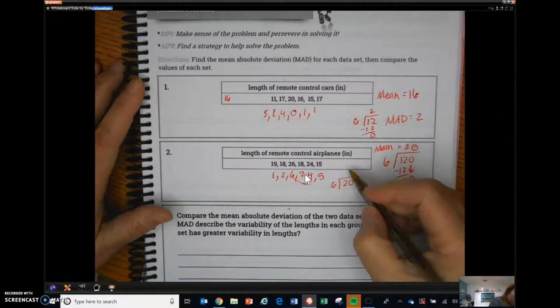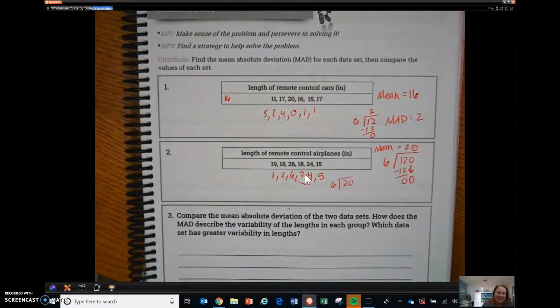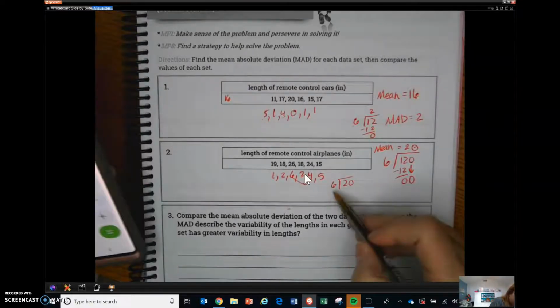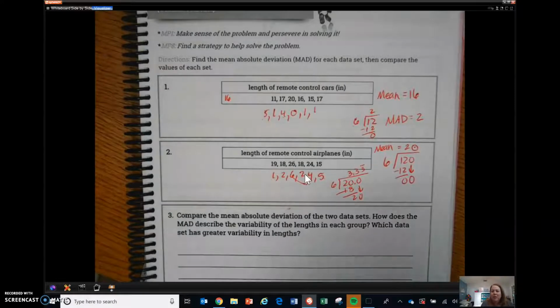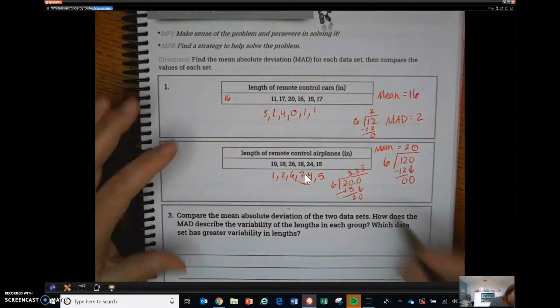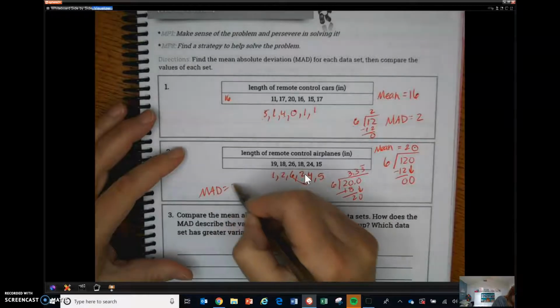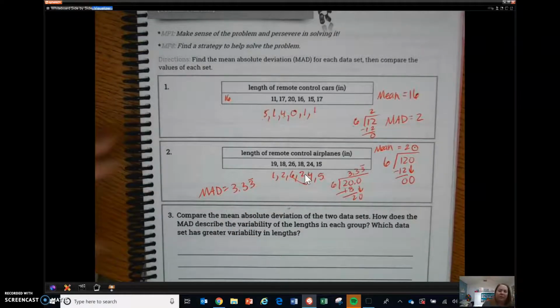6 goes into 20. Why is 20 divided by 6? 6 goes into 20 3 times. And then it would be 2. And then you're just going to get 3, 3, 3. This means that the 3s go on forever. Okay. So the MAD equals 3.33 goes on forever, right?